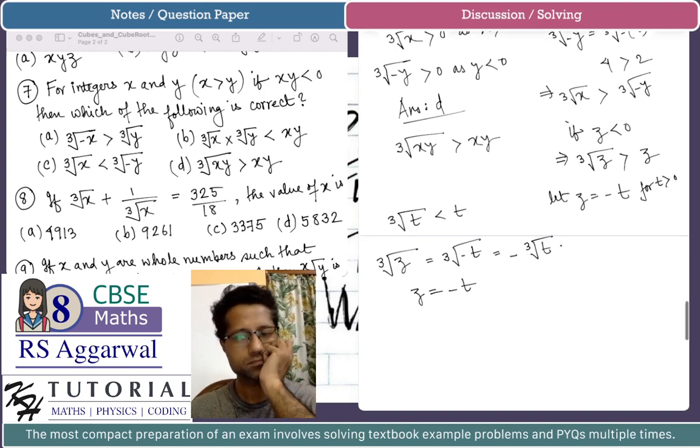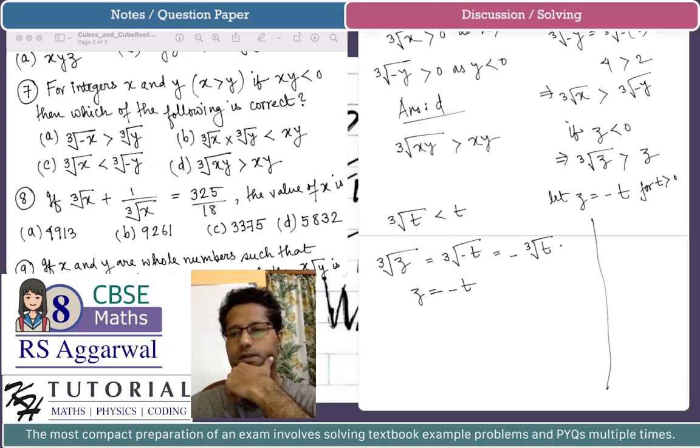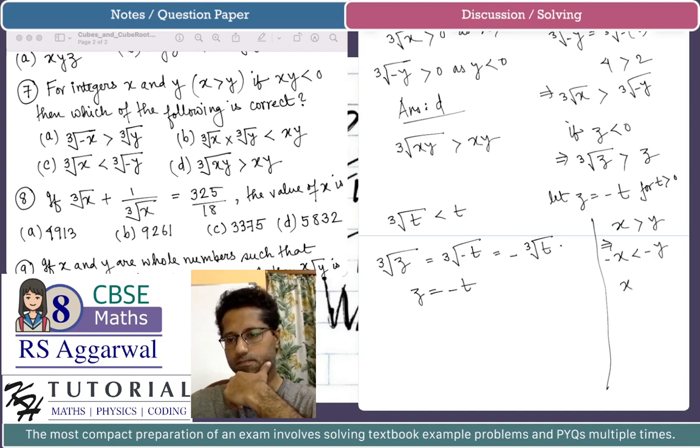Now, one fact that you must understand is that if an inequality relation is given, let's say x greater than y, and you change the sign of both the terms, x and y, the inequality sign will get changed. That is, this implies that minus x is less than minus y. Also, if x is less than y, this implies minus x is greater than minus y.